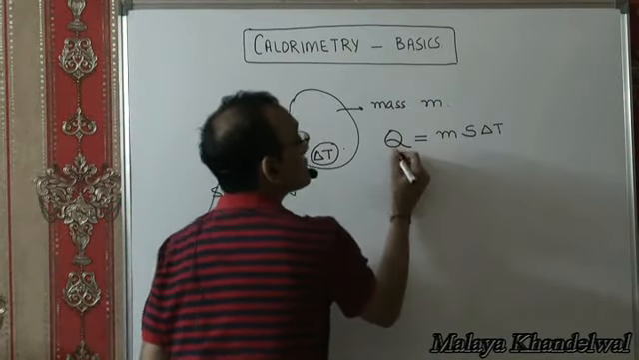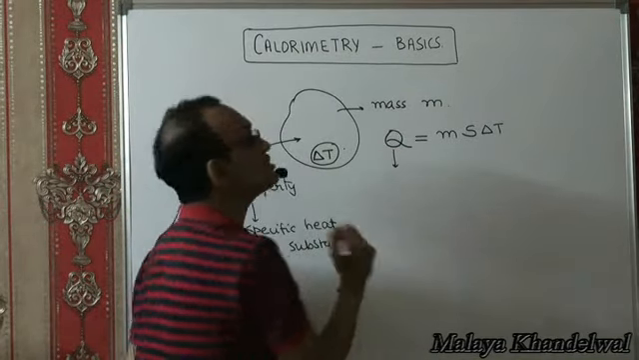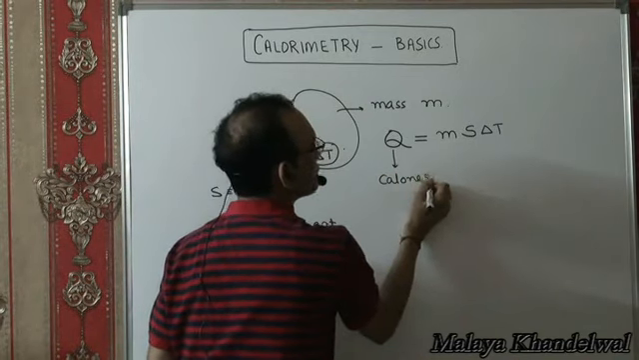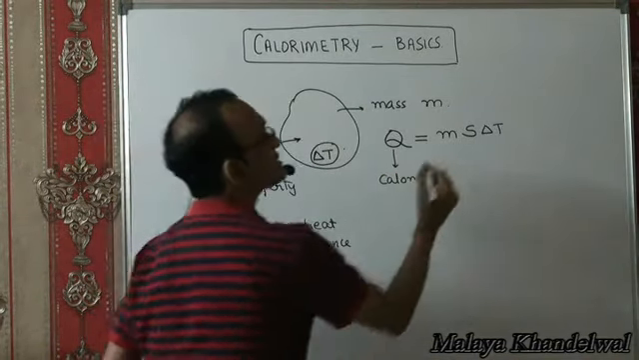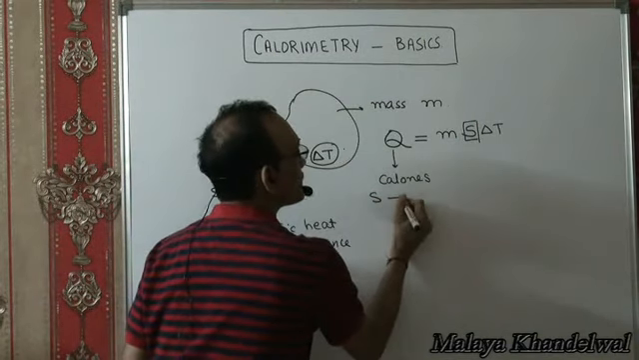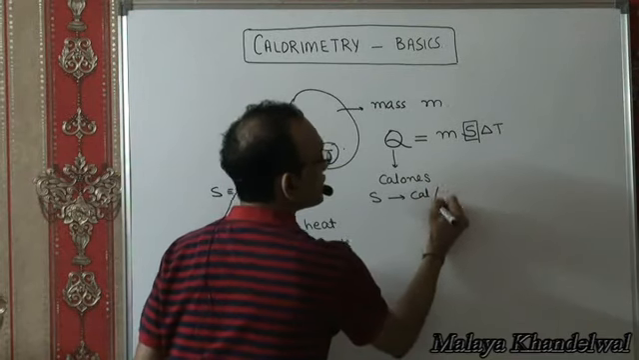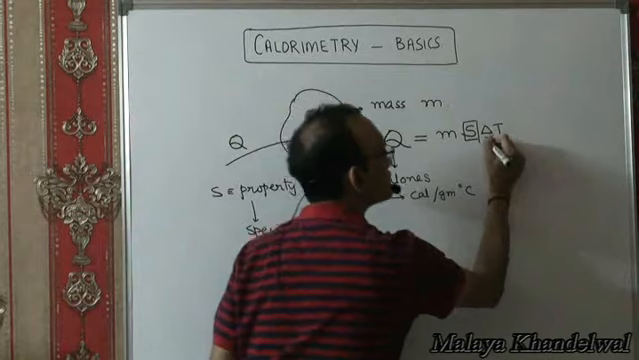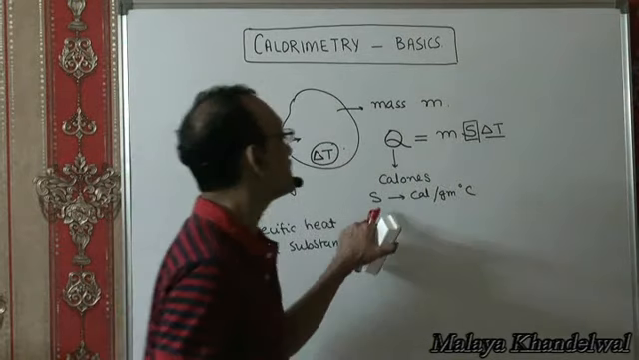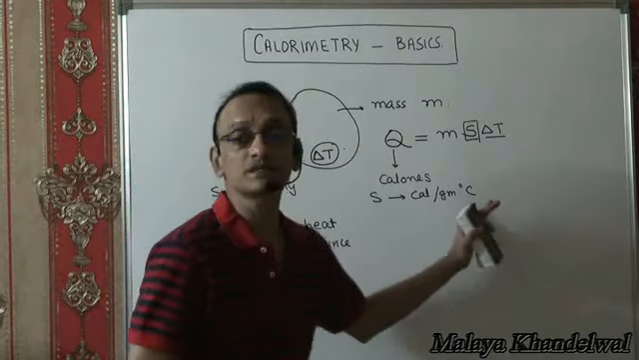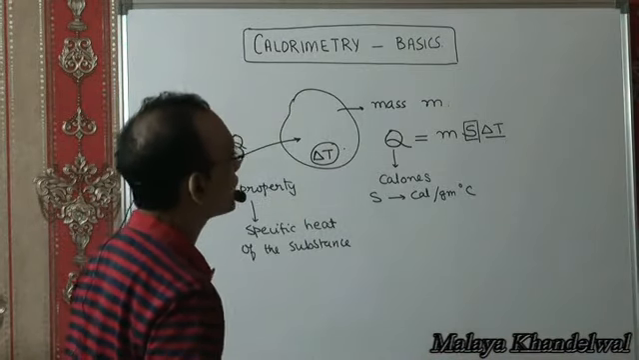And Q, in CGS units, is measured in calories. So S could be measured in, say, calories per gram per degree centigrade, for example. If delta T is in centigrade, then S, the specific heat of the substance, can be measured in calories per gram per degree centigrade.